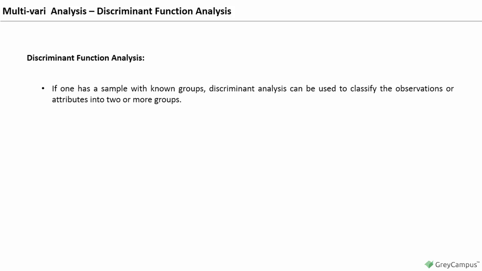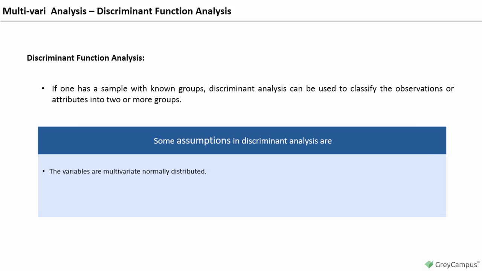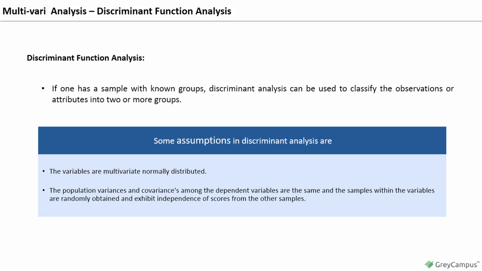Again, linear combinations of predictors or groups are provided by the researcher. The possible number of linear combinations, discriminant functions, for a study would be the smaller of the number of groups minus 1, or the number of variables. Some assumptions in discriminant analysis are: the variables are multivariately normally distributed. The population variances and covariances among the dependent variables are the same, and the samples within the variables are randomly obtained and exhibit independence of scores from the other samples.